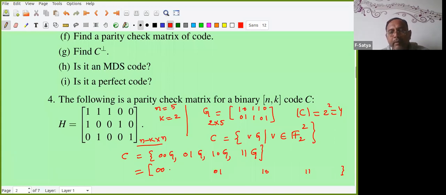Now, so what is that? I'll multiply 0, 0 to this. I'll get 0, 0 to 1, 0 is 0. 0, 0 to 0, 1 is 0. So all are 0. So this is 3 zeros. Are you followed this part?